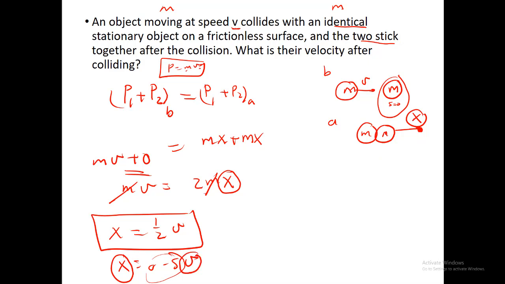هنا مش محتاجين ارقام يا شباب، خلاص. هنا المسألة دي مش محتاجين ارقام، يعني how much is it relative، يعني how much is the final velocity relative to the initial velocity of, or the velocity of the first object before the collision. So x is 0.5 of v.